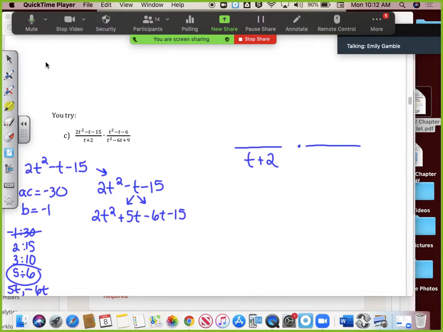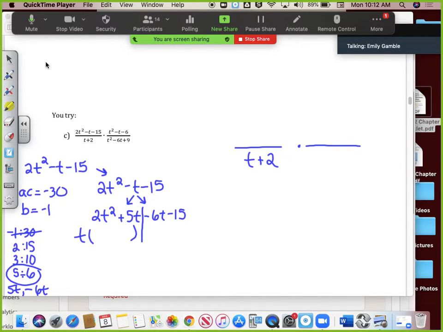You're doing that because whenever the leading coefficient is not 1, you have to factor by grouping, and you can only factor by grouping if you have 4 terms. Once you have completed that step, then you will draw a line down the center after the second term, and you factor each side using the GCF method. So 2t squared plus 5t, the only thing that I can take out of both of these terms is 1t.